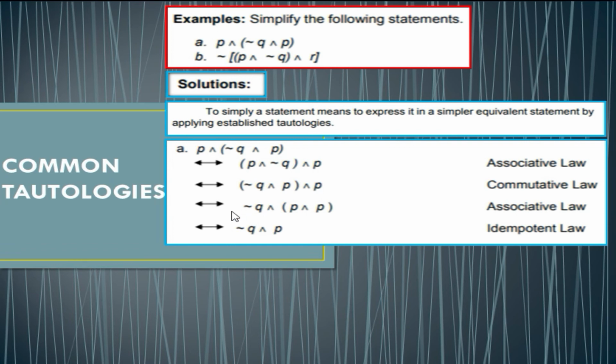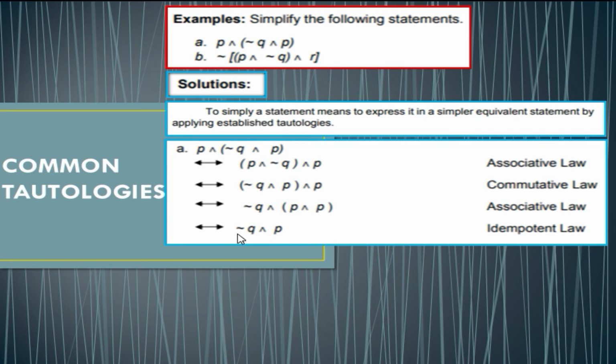This also means if and only if not Q and (P and P) through associative law. So we just group the second and the third through parentheses here. So that's associative law. The last one is if and only if not Q and P, since by idempotent law, P and P is just P. So it is now not Q and P by idempotent law.